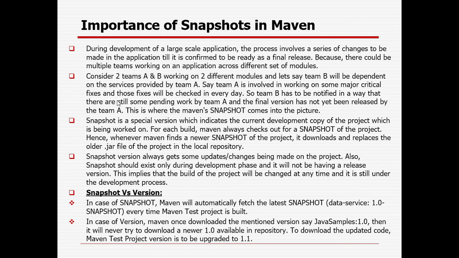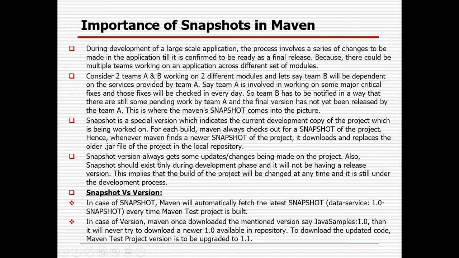Snapshot is a special version which indicates the current development copy of the project, which is being worked on but still in progress. It is not completely developed. For each build, Maven always checks for a snapshot of the project. Whenever Maven finds a newer snapshot of the project, it downloads it and replaces the older jar file of the project in the local repository. That is the main point. Immediately it removes the older one and downloads the new one, so it is syncing every time in real time.